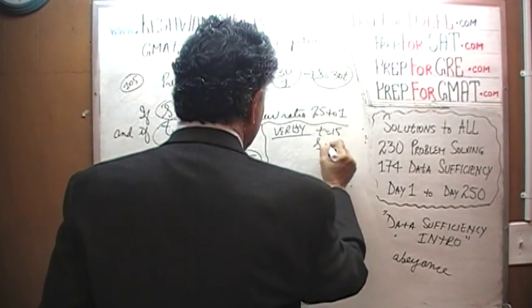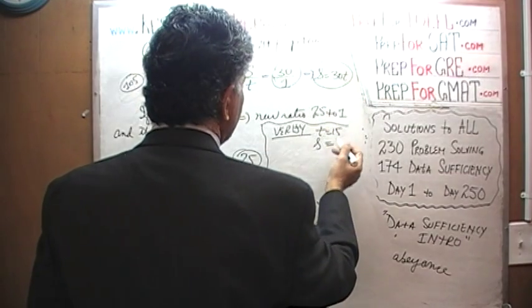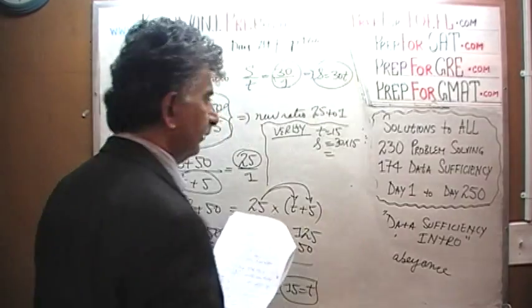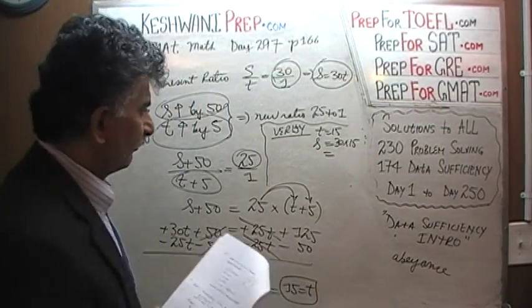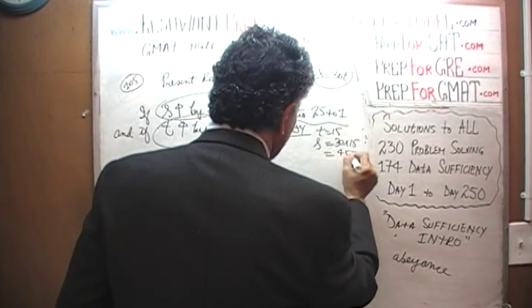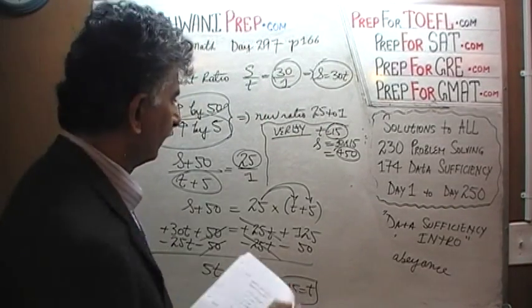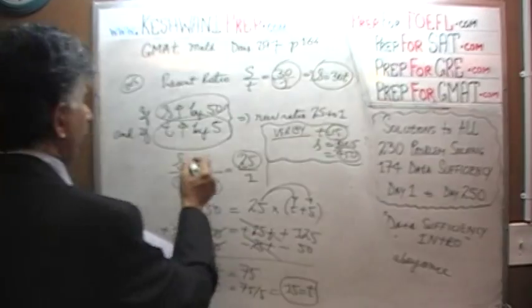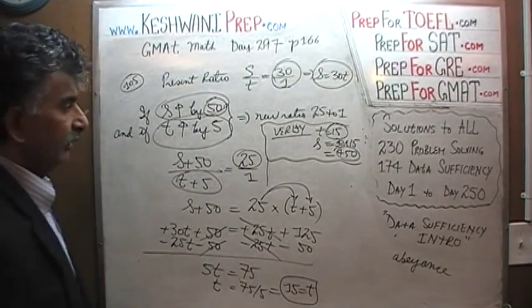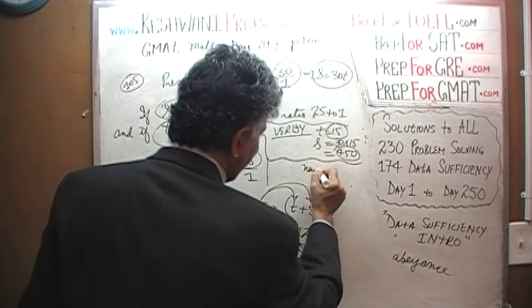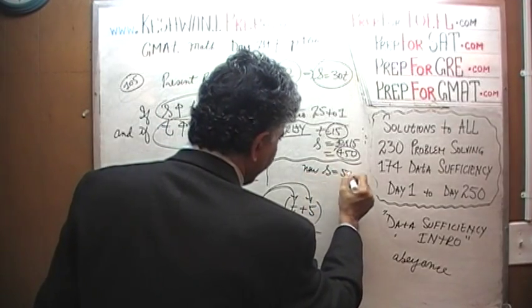If t is 15, the number of students is 30 times t, 30 times 15, 3 times 15 is 45, so it's 450. So this is what we started out with. We started out with 15 teachers and 450 students. And then what happened was the number of students went up by 50. So instead of 450, now this is the new one. This is a new scenario. New students we have is 500.